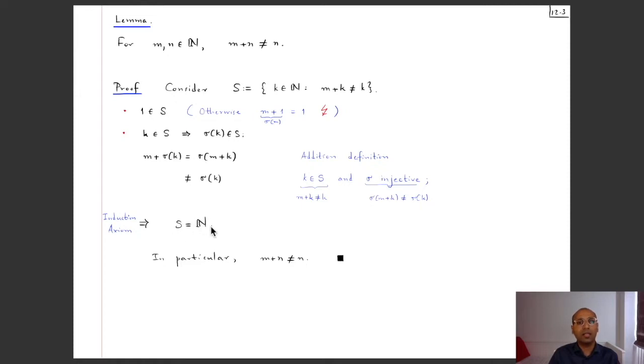Okay, and so in particular, the given n, which belongs to the set of natural numbers, belongs to S, and so m plus n is not equal to n. So this proves this lemma.